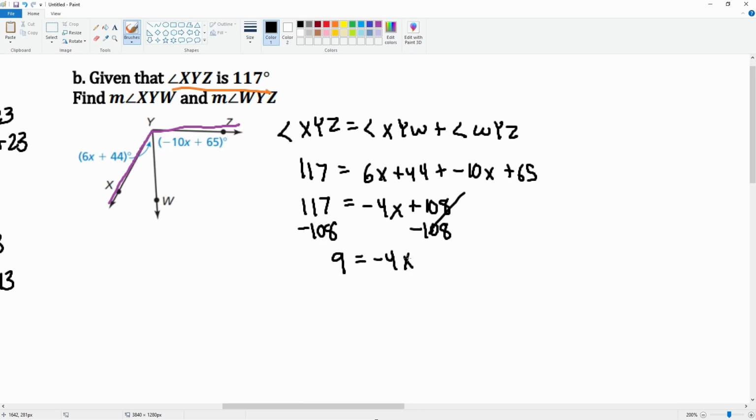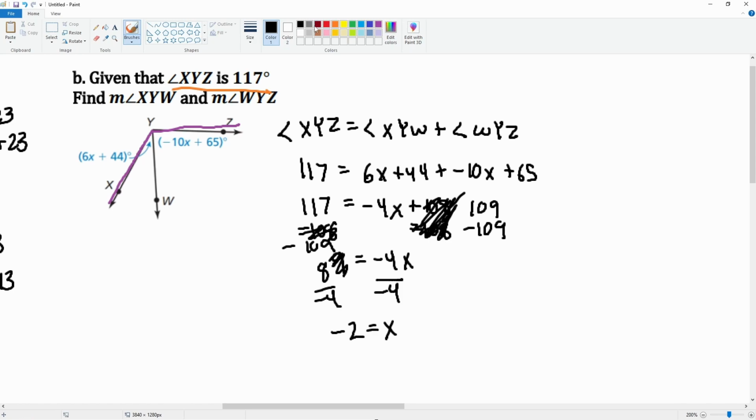Let me see something. 65 plus 44 is 109. So 117 minus 109 is 8. Yes, this was not 9. This was 8. Divide by negative 4, divide by negative 4. 8 divided by negative 4 is negative 2. That makes more sense.